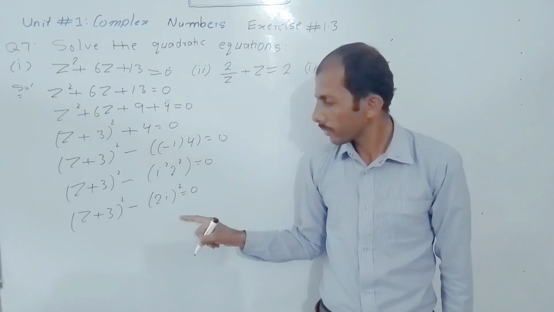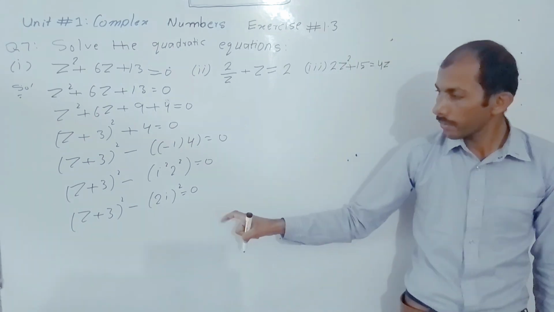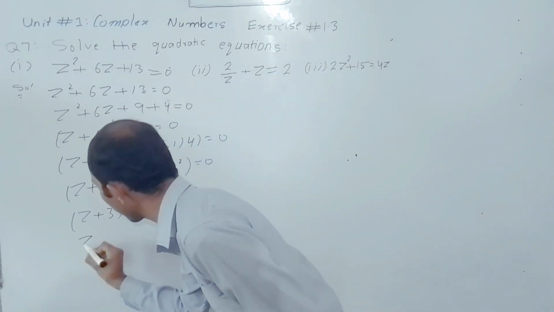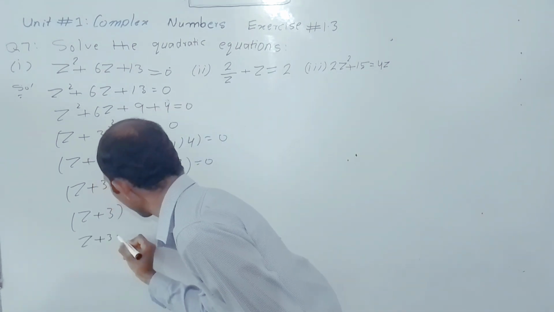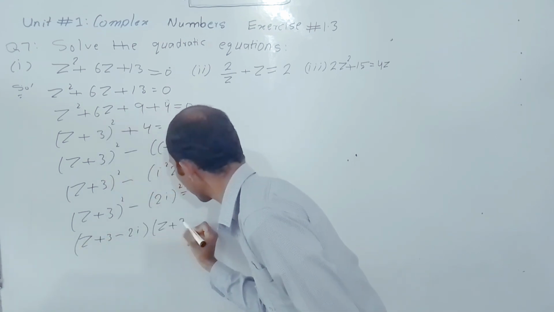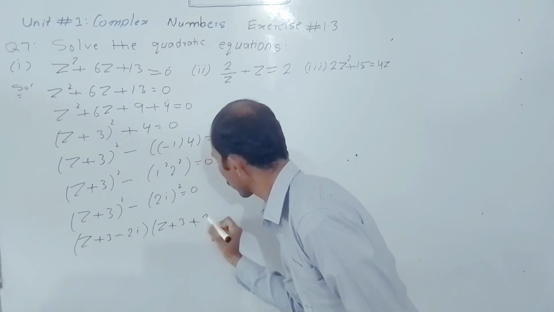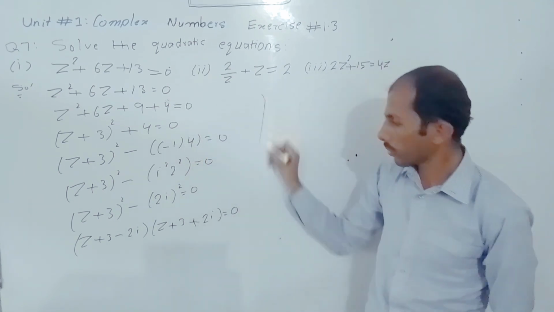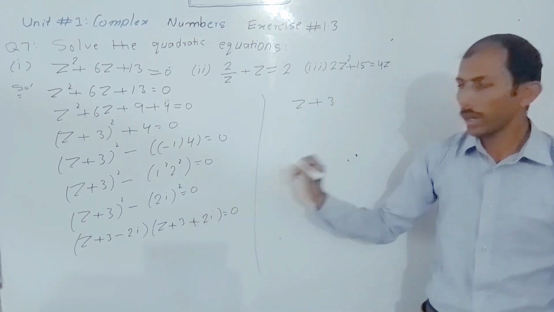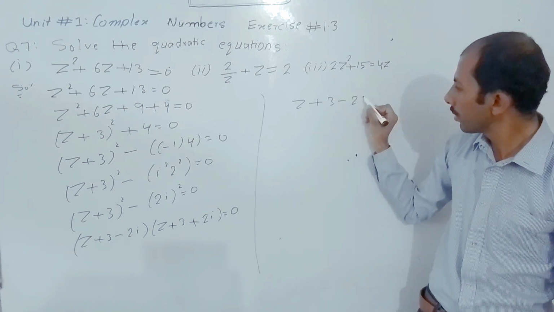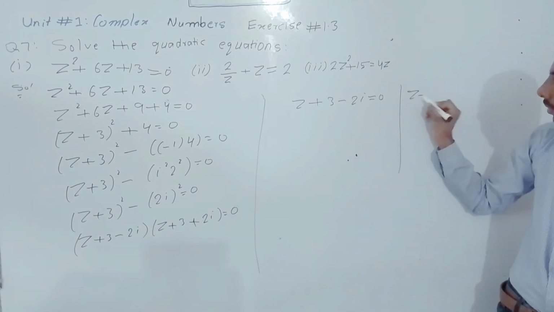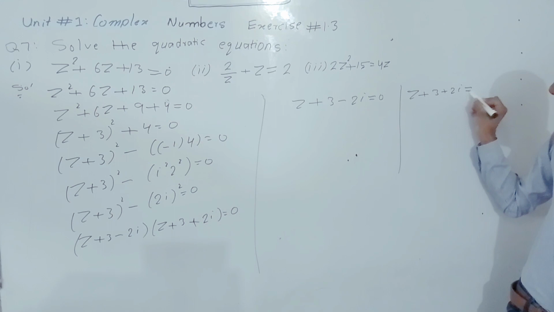So next, (z plus 3) whole square minus (2 iota) whole square can also be written in the form of (z plus 3 minus 2 iota) into (z plus 3 plus 2 iota) equal to 0. So next, z plus 3 minus 2 iota equal to 0, and z plus 3 plus 2 iota equal to 0.